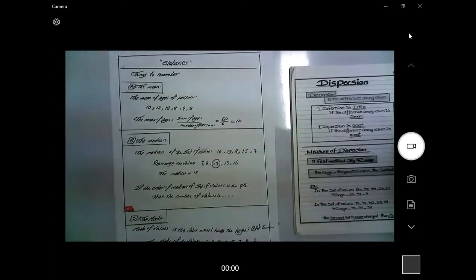But before we start explaining our lesson, we have things to remember that you have studied in Prep 3, Prep 2, and Prep 1.